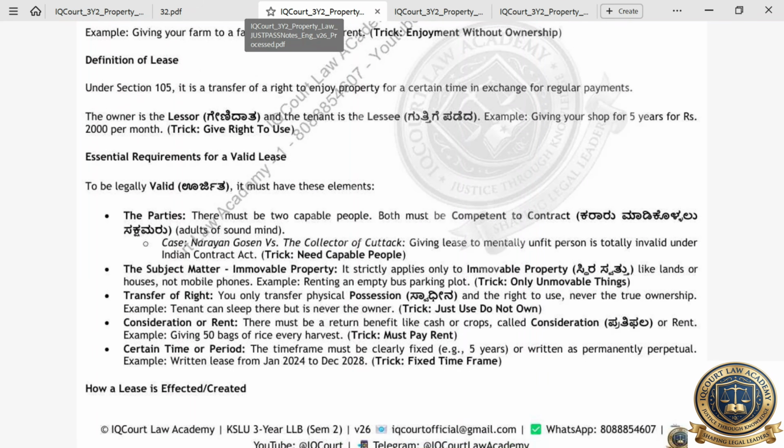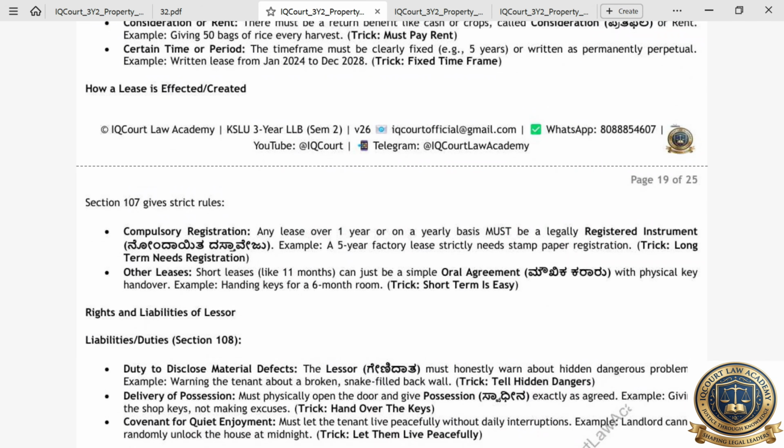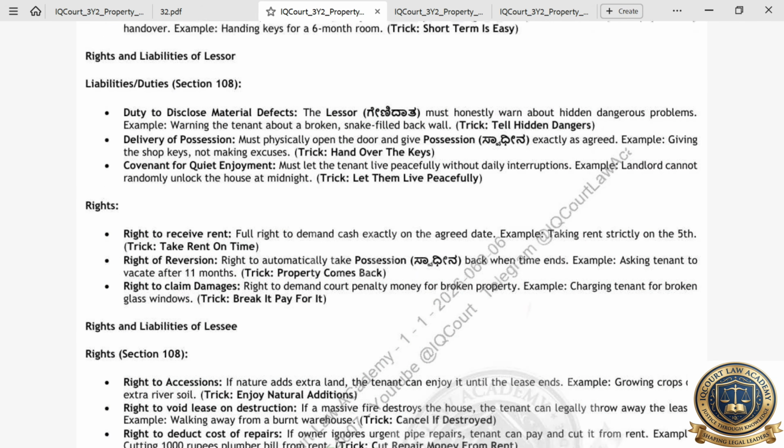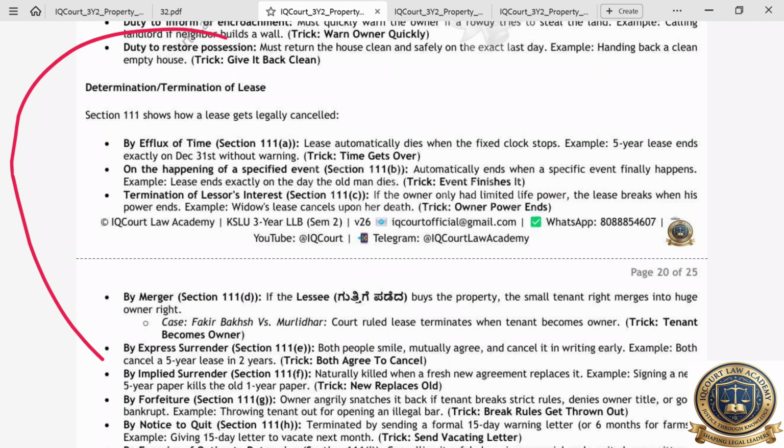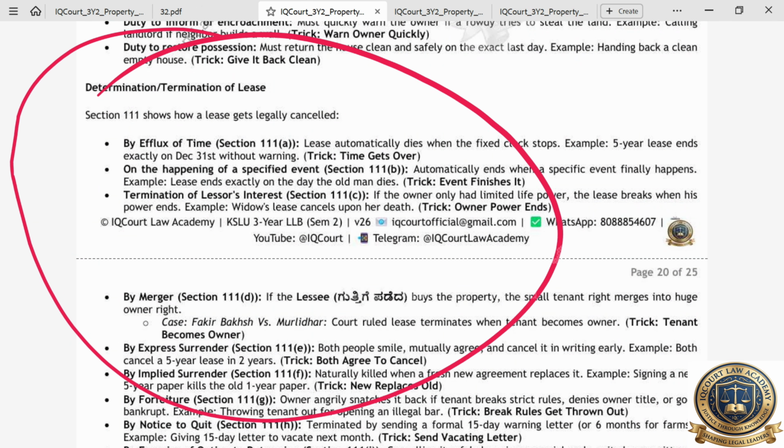You have to write essentials, parties, competent parties, subject, ownership, everything you have to write. How a lease is affected and created. Rights and liabilities of the lessor, rights and liabilities of the lessee. Termination of the lease. Termination or determination of the lease. Very, very important. They will ask this one. Very, very important.